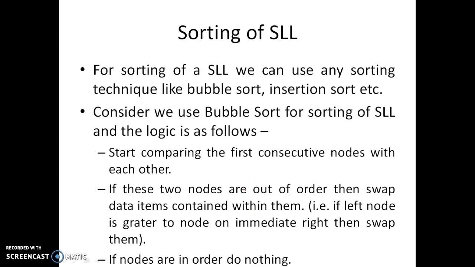Now the next thing is nothing but sorting of a single linked list. Now sorting of a linked list means we are just arranging the values or data items present in the linked list in ascending or descending order as per the user requirement. For that we can use multiple ways. For example, one can use the bubble sort technique, one can use selection sort, quick sort, or any other sorting method.